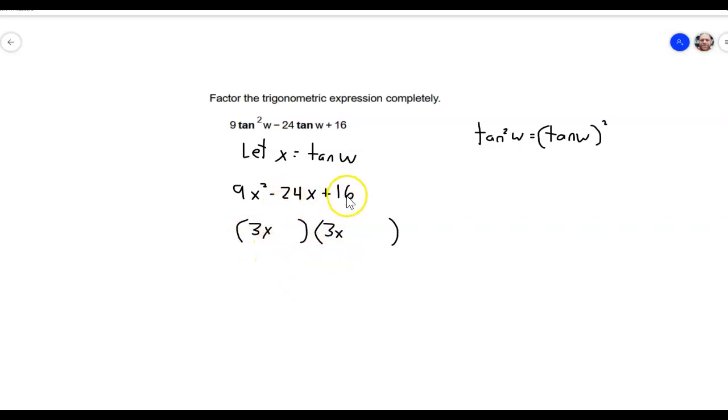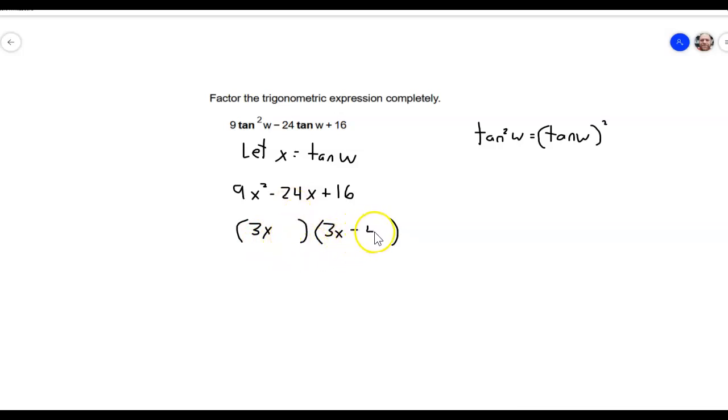So if I try 16 and 1, 16 times 3 is 48. That's already way too big here, so I know it's not 16. If I try 8 and 2, 8 times 3 is 24. I'm already at this, so that's going to be too big. Let's try 4 and 4. So if I try 3 times 4, that's 12, and then the other 3 times 4, that's 12. That's going to give me what I want right there. So this does work, just a little bit of trial and error there.